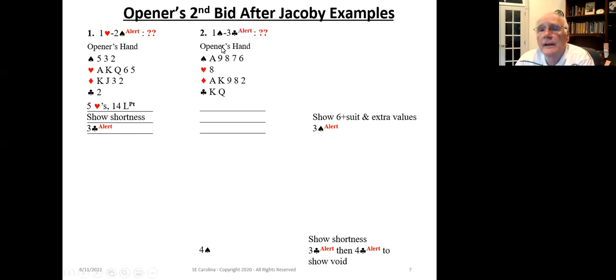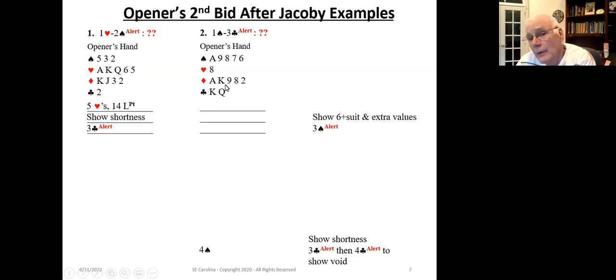Let's look at this second example here. In this one, our partner opens a spade to initiate Jacoby when the suit is spade. Our partner, the responder, jumps to 3 clubs. Now let's look at what we've got here. We've got 5 spades, 1 heart, 5 diamonds, and 2 clubs.